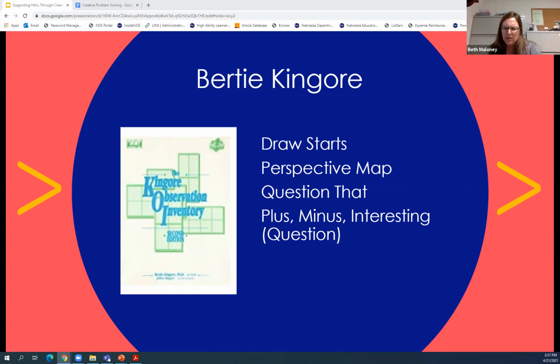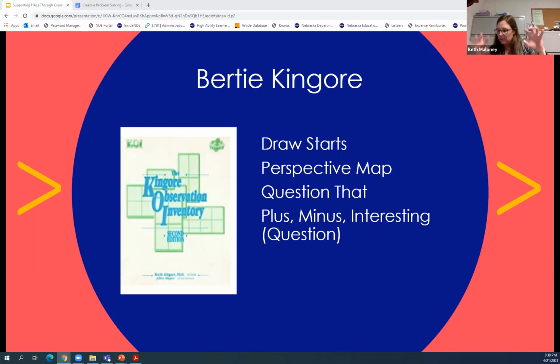Draw starts is another one I used extensively, where she has some that are pre-made in her book, where it's kind of like a little triangle or a squiggle mark or whatever. You can make your own draw starts, but then the job is to turn that into a picture of something, and you try to guide them to what the topic is. So sometimes I used draw starts when I was doing novel studies. Like, do you need to draw a scene and use these as the beginning of your scene, from the story that you're reading? The perspective map.